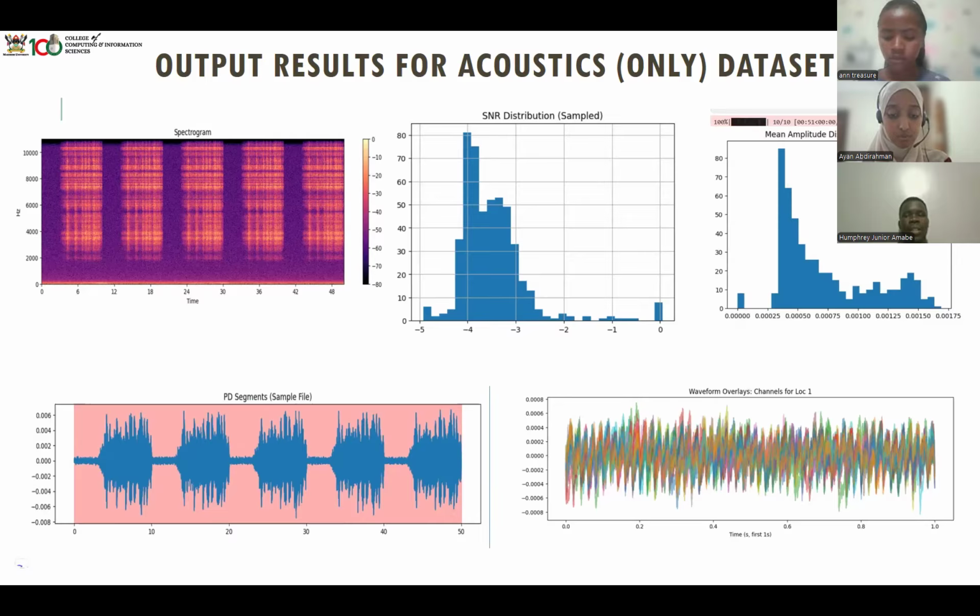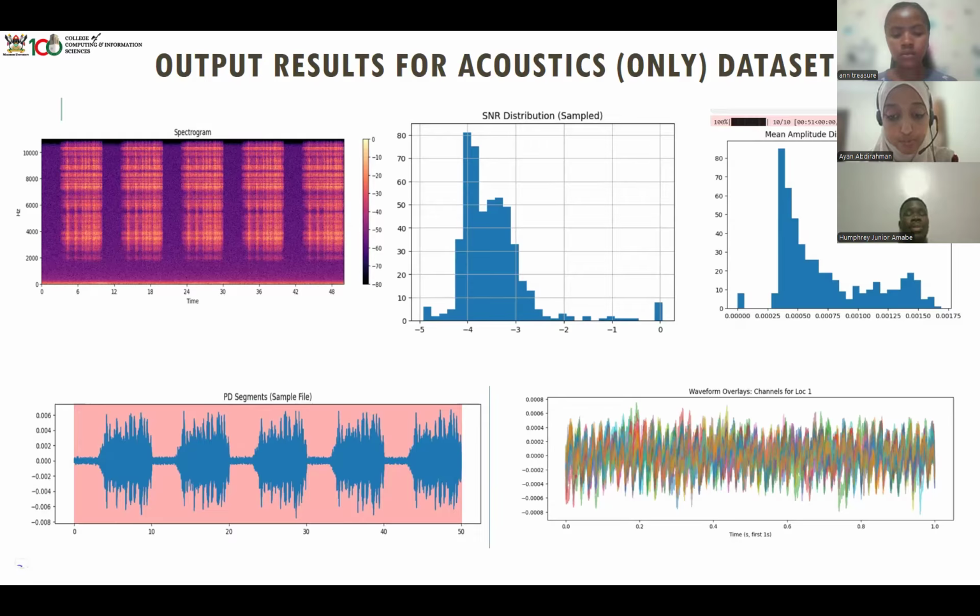You can notice the extreme left skew. Almost all the files cluster between -3 and -4 decibels. This tells us that our recordings are very noisy. Most acoustic files have a signal to noise ratio of around 10 decibels. Since ours lies around -3 decibels, this means that the noise is almost as loud as the signal in our audio files.